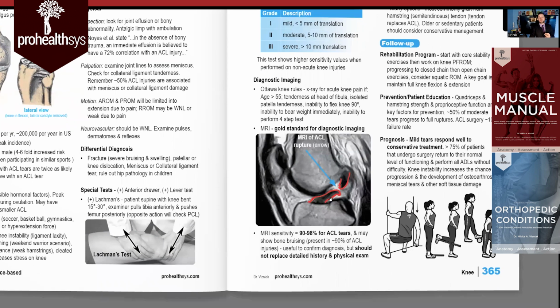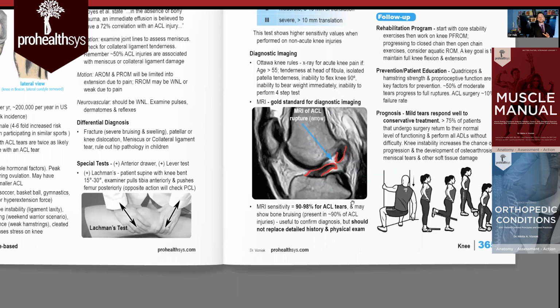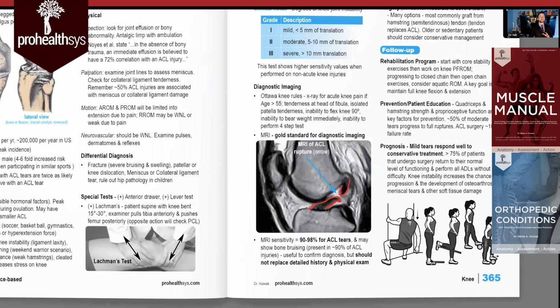If you don't have that available, ultrasound is a relatively cheap, quick option that's readily available too. Should not replace a detailed history and exam. And I can't stand this. You'll see me post on my Instagram every now and then. ER docs, especially, well, I'm generalizing here.